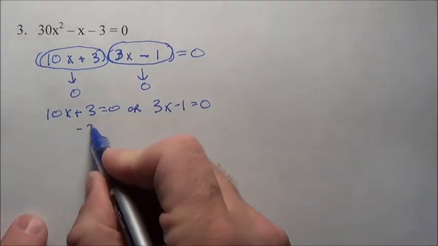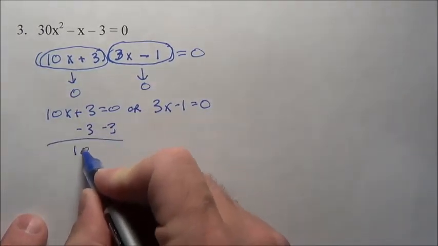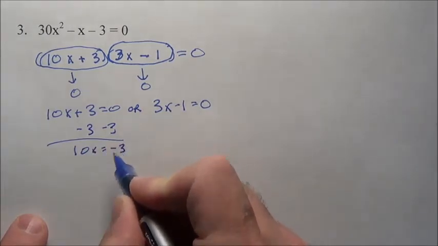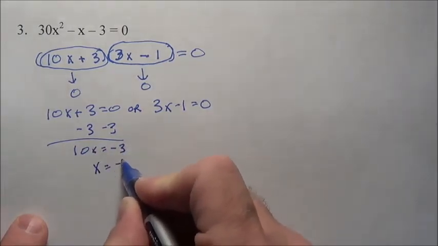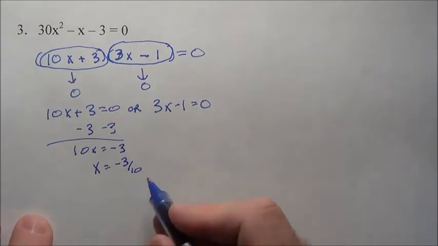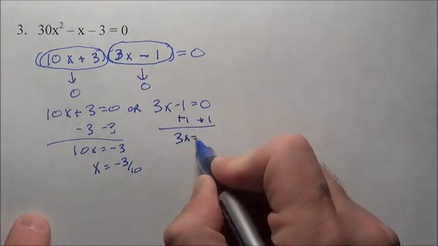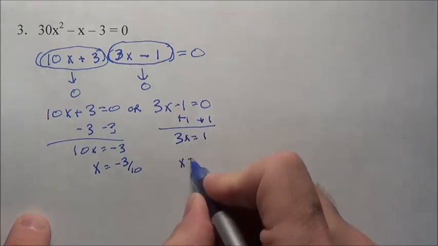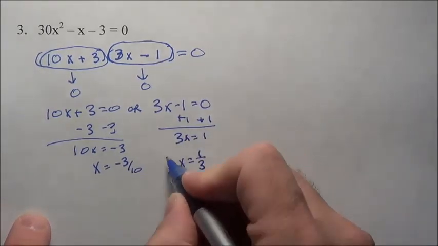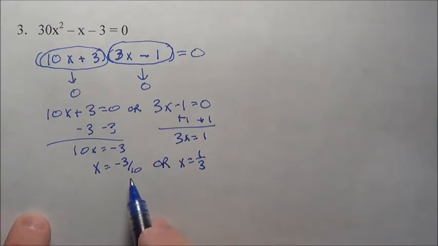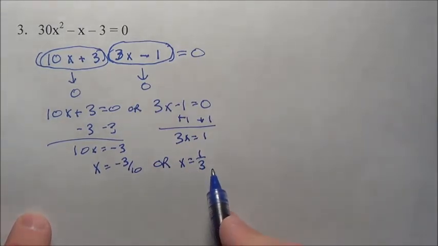So what we do is we solve it. Subtract 3, subtract 3. 10x is a negative 3. Divide by 10, you're going to get x is negative 3/10. There's one solution. Add 1. 3x is equal to 1. Divide by 3, you're going to get 1/3 is the other. So it's either negative 3/10 or 1/3.